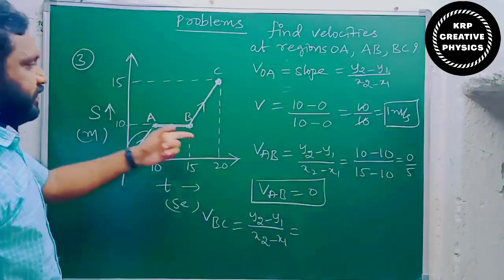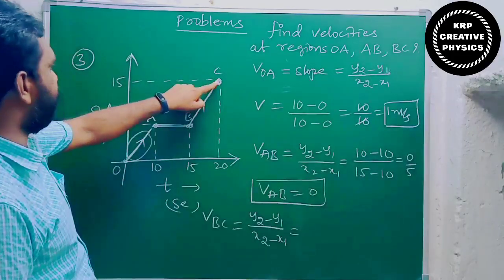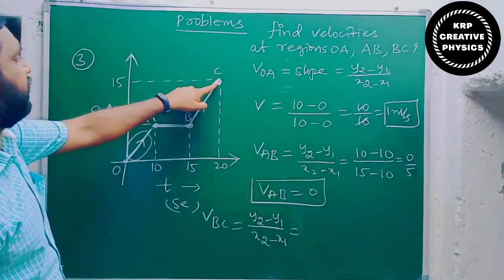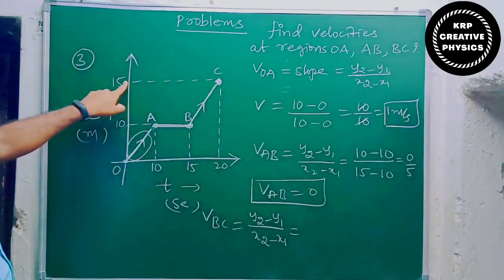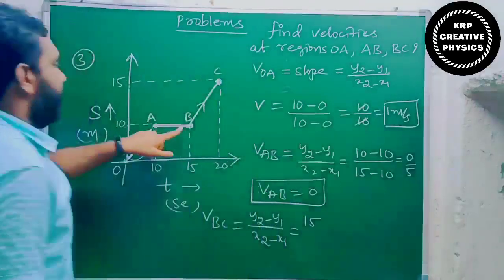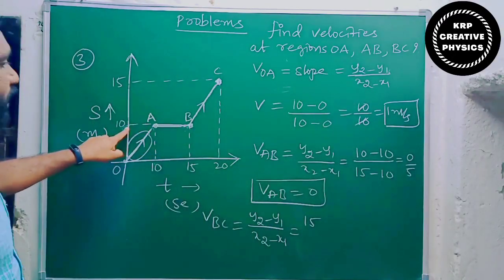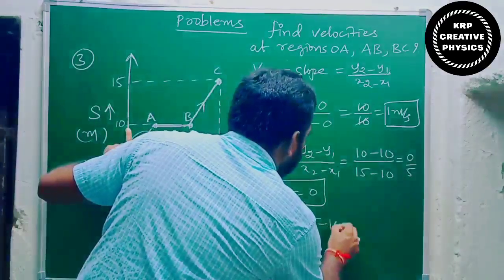Okay, na? Y-axis reading by x-axis reading. So from B to C, if we observe at C, this is y2 reading. What is the y-axis reading at C here? Corresponding reading? 15. Okay, right. Now B. So what is the corresponding reading on y-axis with respect to B? 10. 15 minus 10. Okay, na?